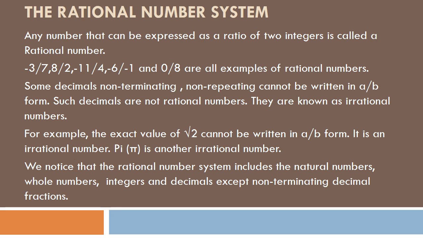Now you know that 0 is equal to 0/1, that's equal to 0/2, that's equal to 0/-1, that's equal to 0/-2. Therefore, 0 can be written in the form a/b, where b can be any integer except 0. Therefore, 0 is a rational number. Note that 0 divided by any integer results in the rational number 0. Now we notice, therefore, that the rational number system includes the natural numbers, whole numbers, integers and decimals, except non-terminating and non-repeating decimal fractions.